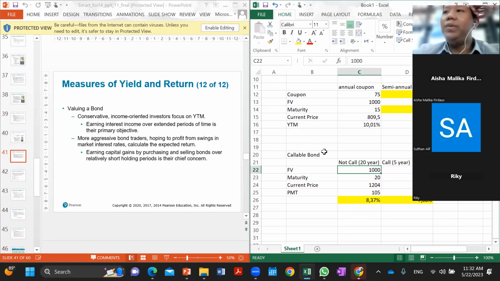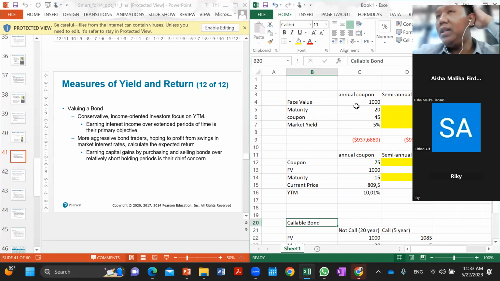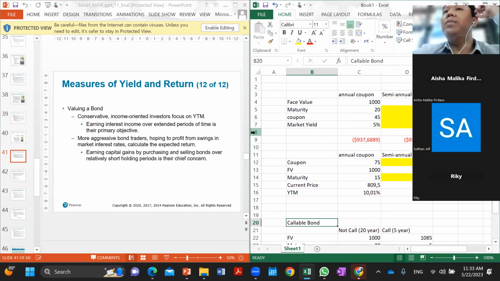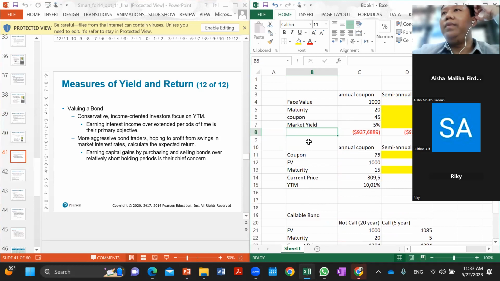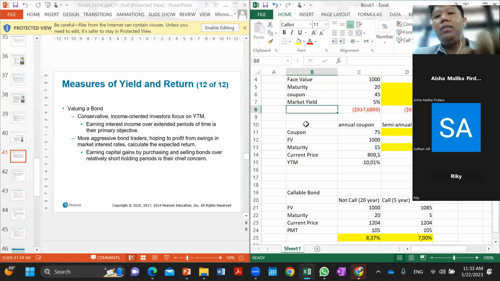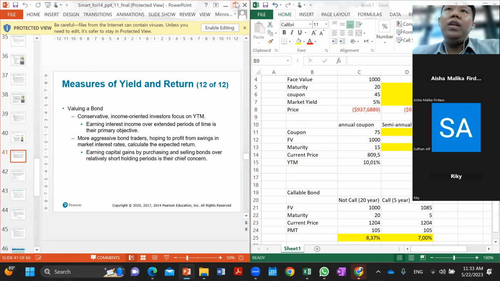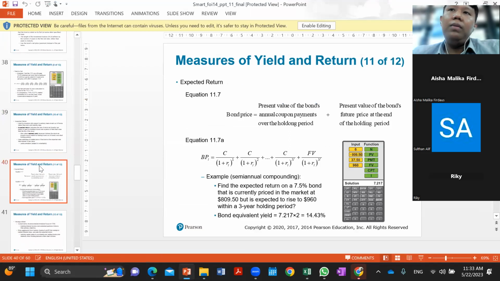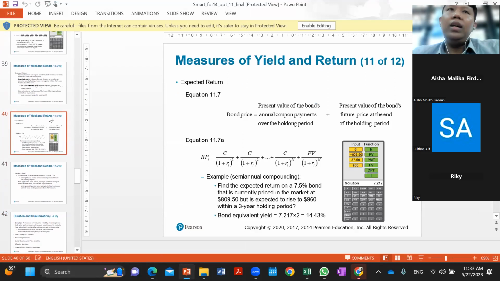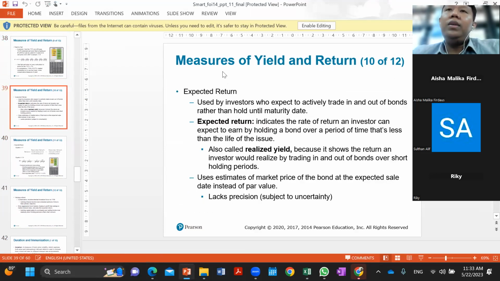Later, I hope you guys can study the PowerPoint slides, and I will try to upload this Excel file so that you can try at home, solving this kind of exercise with different simulations. Okay, all right, so let me just continue with these 3 slides, and then we will continue with duration and immunization next class. Okay, so expected return.